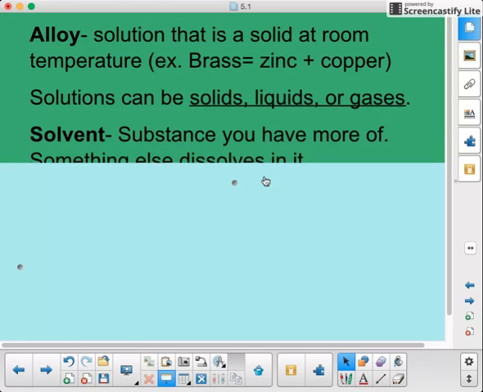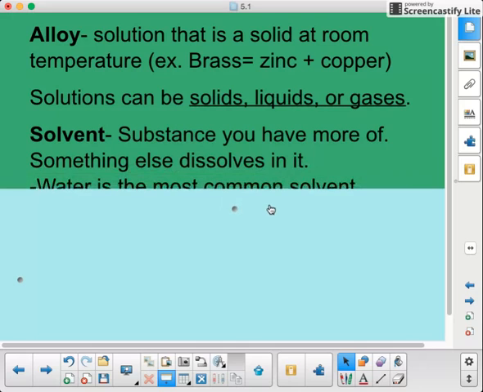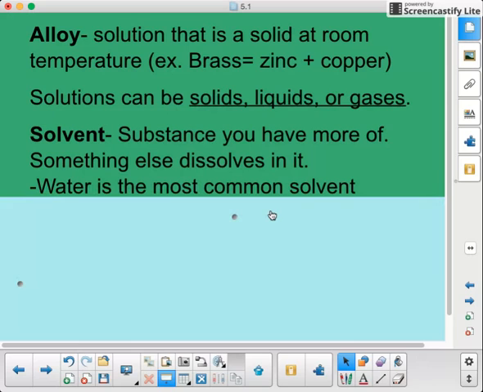When we talk about solutions, there are 2 parts that make up a solution. The first is the solvent. That's the substance you have more of. The solvent has something else dissolved in it, and water is the most common solvent. So in that powdered drink mix example, the water that you dissolve your powder in is the solvent. If you look at cleaning products, a lot of them are solutions that have water as the solvent and then include some sort of a cleaning agent in a smaller concentration.